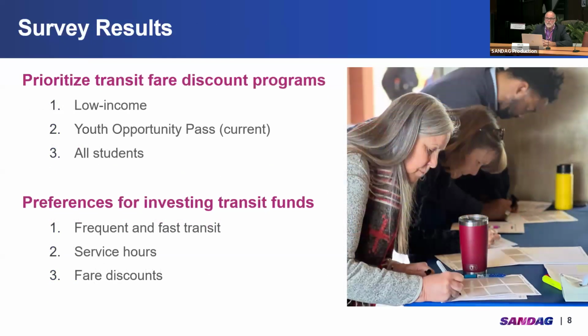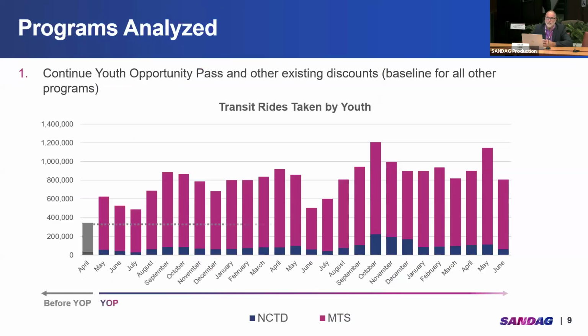Survey results were kind of similar. It was the online or the paper survey doing similar activities, and they had similar results. Again, it was prioritizing transit fare discount programs, with low income being number one to them, keeping the Youth Opportunity Pass. And then for the survey results, also considering something for all students. When we asked them where they wanted to invest their transit funds, it was similar. Safety was not as high there, but frequent, fast service hours, nights and mornings and weekends, increasing the service hours on those. And then fare discounts was third on that.